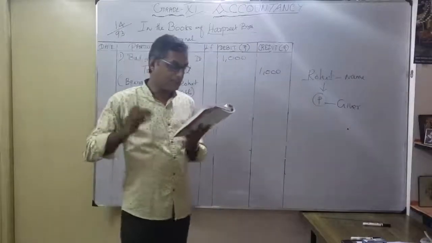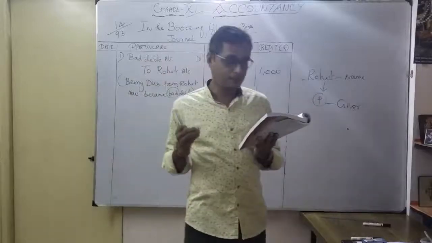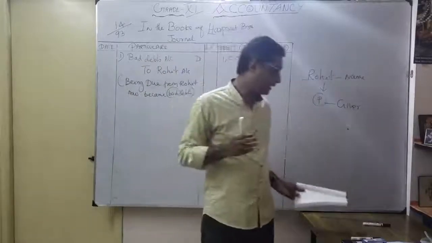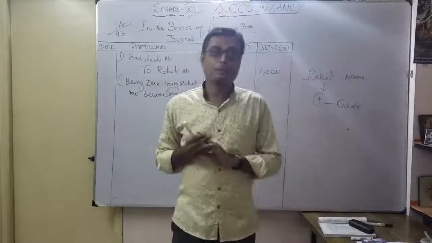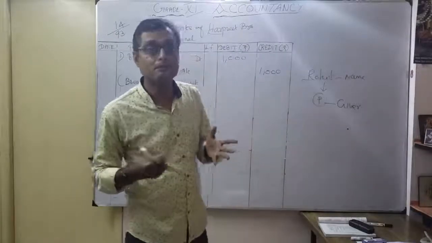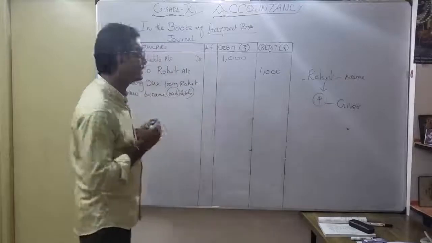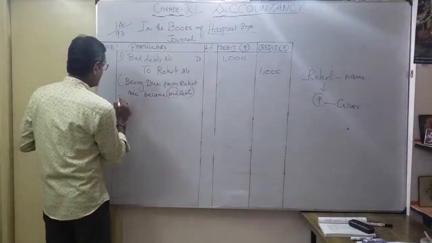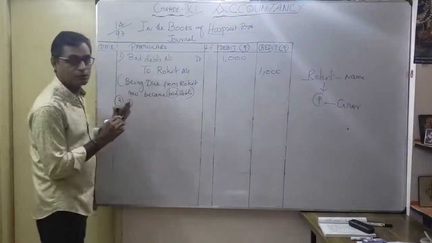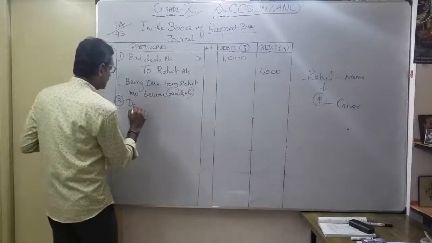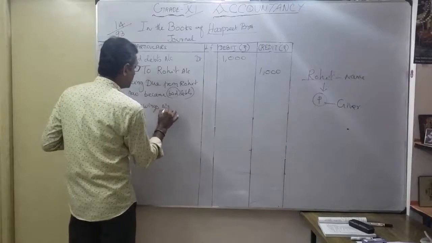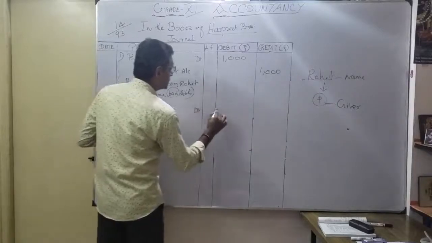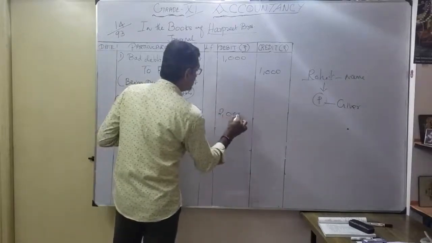What is the second one? Goods worth 2,000 were used by the proprietor. That means what? The goods worth 2,000 used by the proprietor, for personal use. So how to record the transaction? The second one is another personal use by the proprietor. You know very well. You have to debit what? Drawings account. How much? 2,000. So why am I debiting the drawings account?